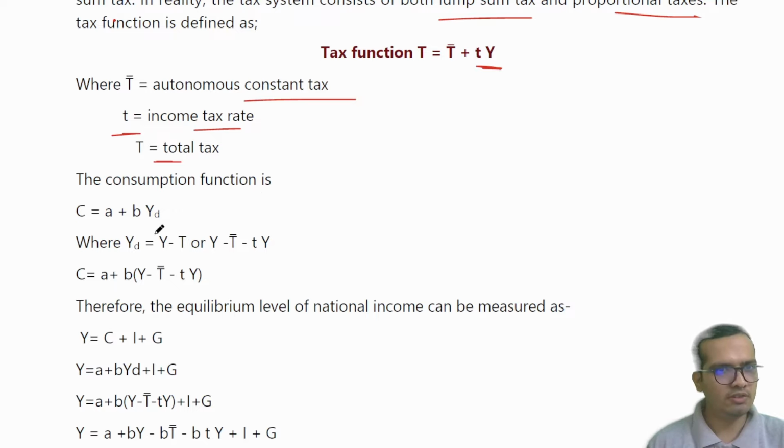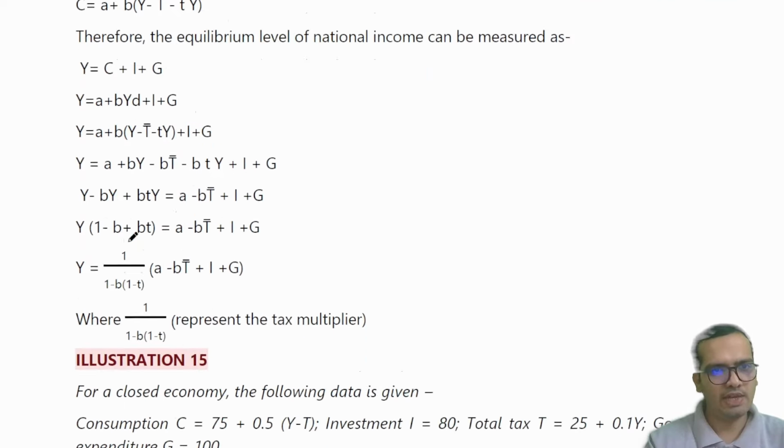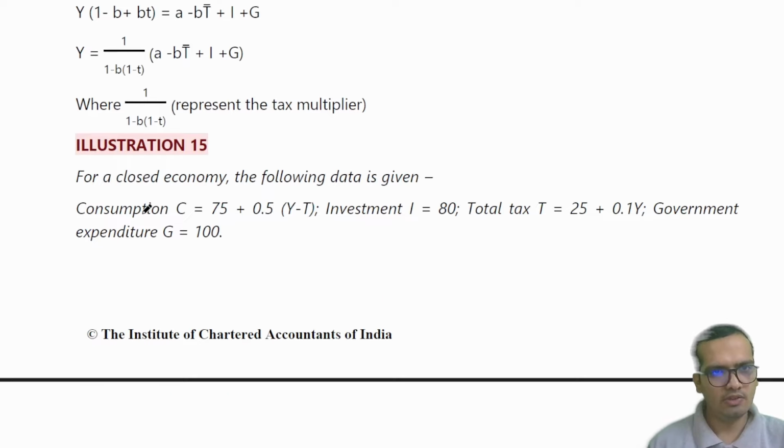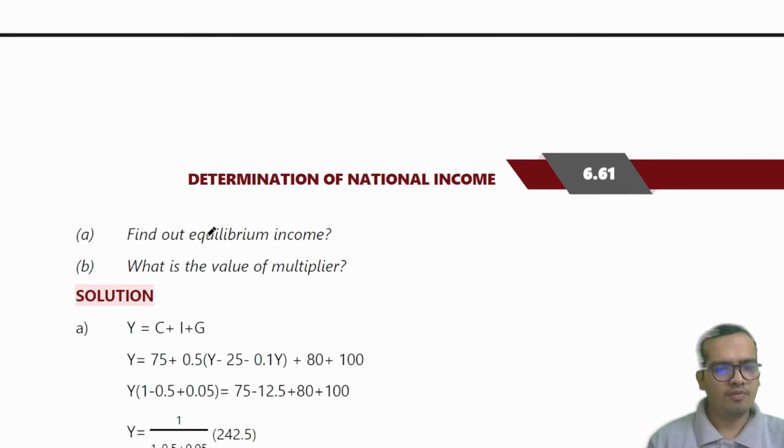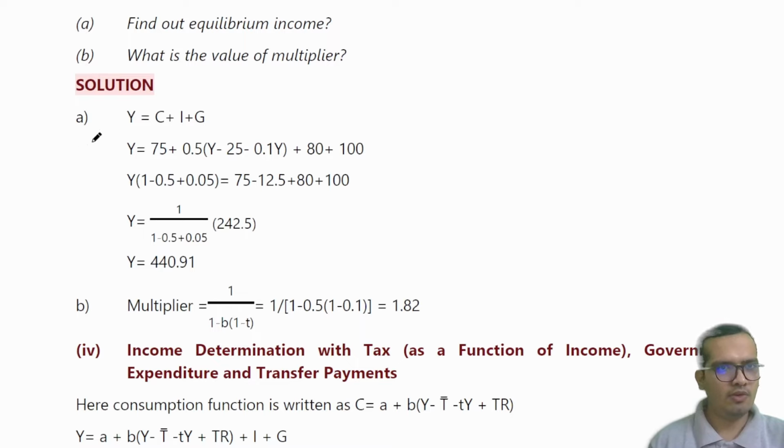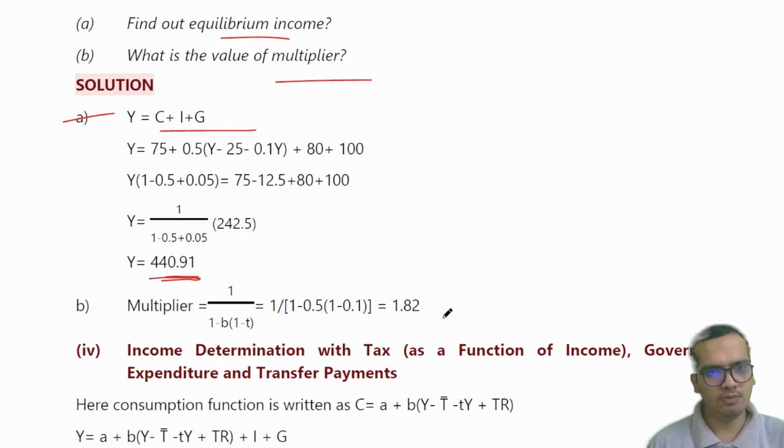So the consumption function is C equals A plus B multiplied by Y minus T, which is disposable income, where YD equals Y minus T, or Y minus T bar minus t multiplied by Y. Simply this is a small calculation. Again we have an example on it. I am just going a little faster because you can solve it on your own. So we have Y equals C plus I plus G. We have to calculate the equilibrium price and multiplier similar to earlier, which comes to 440.91 in our first point, and the multiplier is 1.82.